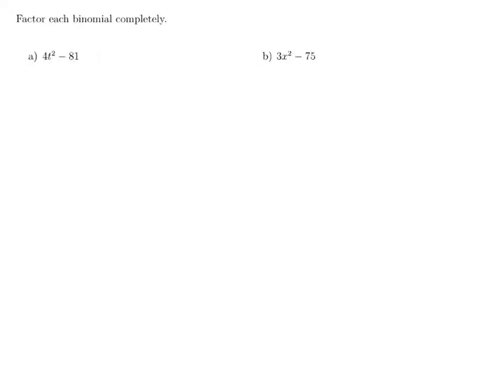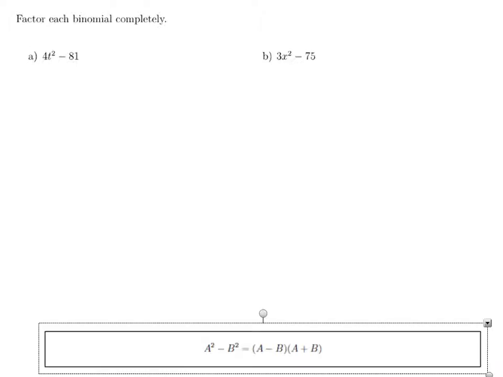In this video, we'll factor binomials. And in this case, we're going to look at using the difference of two squares formula that we can use to factor binomials that fit that pattern. Recall that the difference of two squares tells us that if we have a squared minus b squared, that's equal to the product of a minus b times a plus b. So let's look at how this applies.